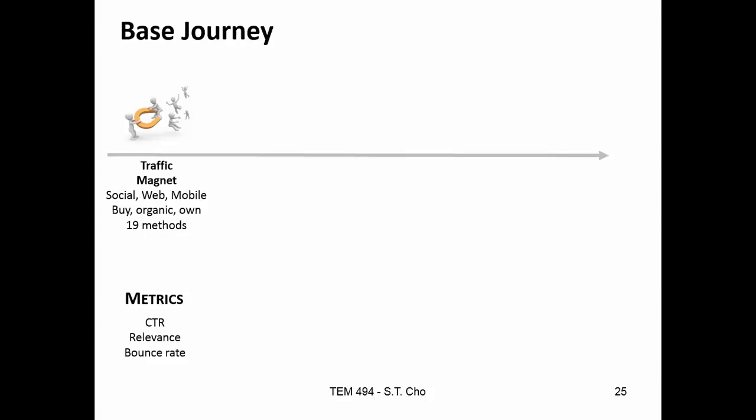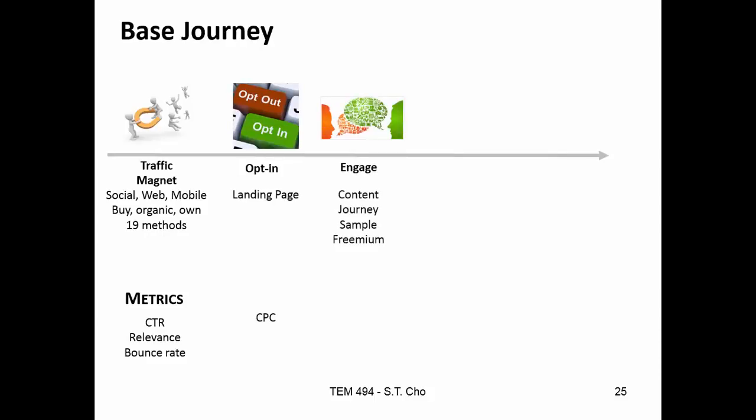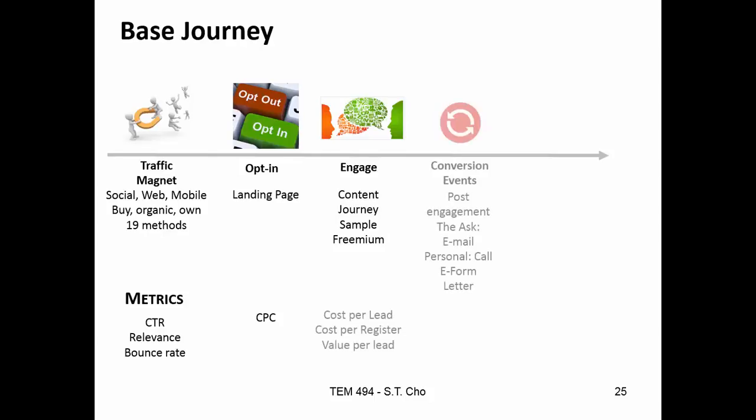So the base journey is, first part is making traffic, and at the bottom these are the metrics. These are the things you measure, such as click-through rate. When there's a little icon there to click on, do you actually click on it? The opt-in page is the landing page. You're interested in cost per click. How much is it costing you to get them there? Because you might be using paid approaches or something like that to get them to click.